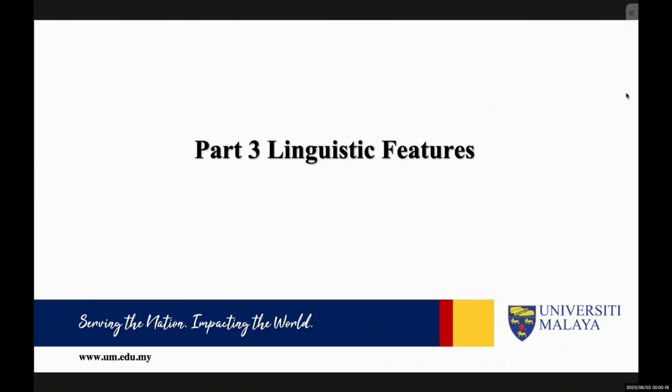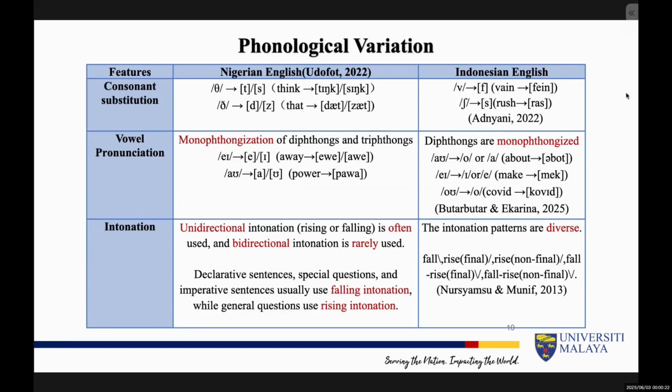Okay, let's move on to the linguistic features. The first one is phonological variation. There are 3 features. The first one is consonant substitution. In Nigerian English, the consonant s will be pronounced as t, d, s, and in Indonesian English, the words vein and rush will be pronounced as fein and ras.